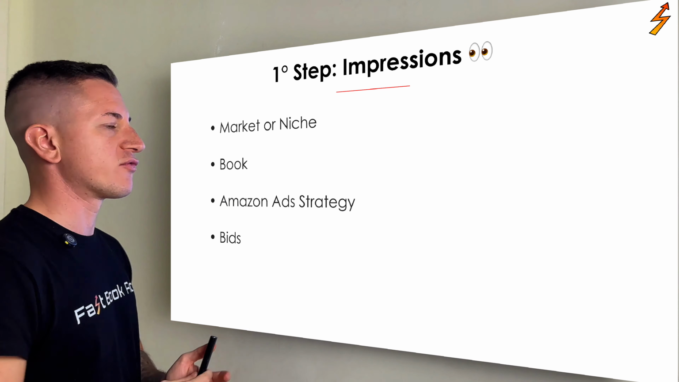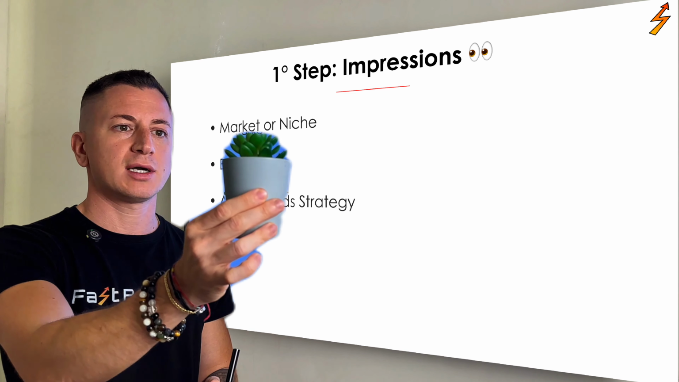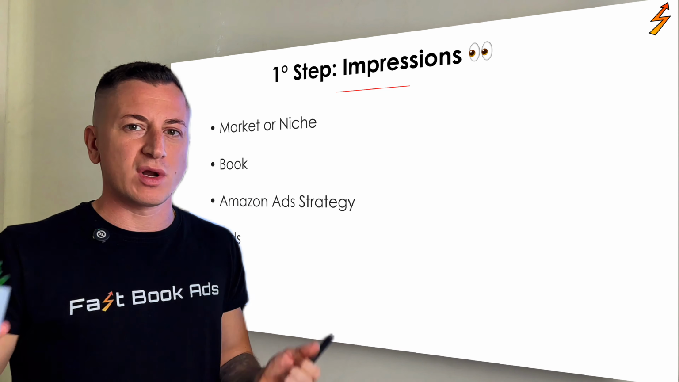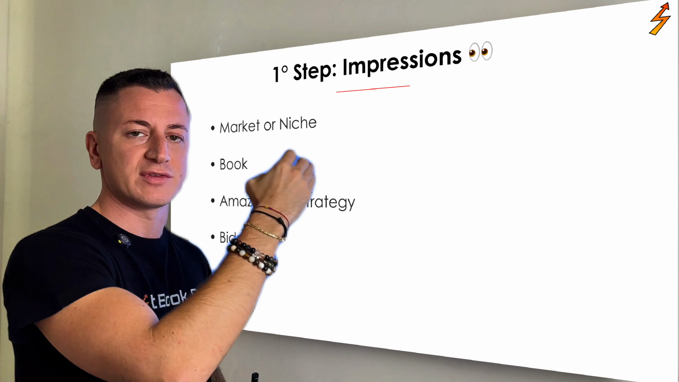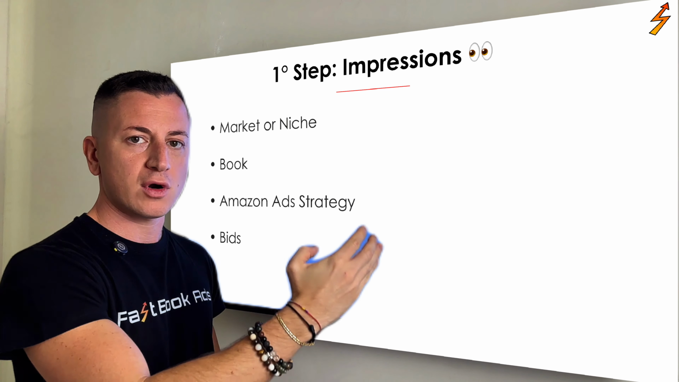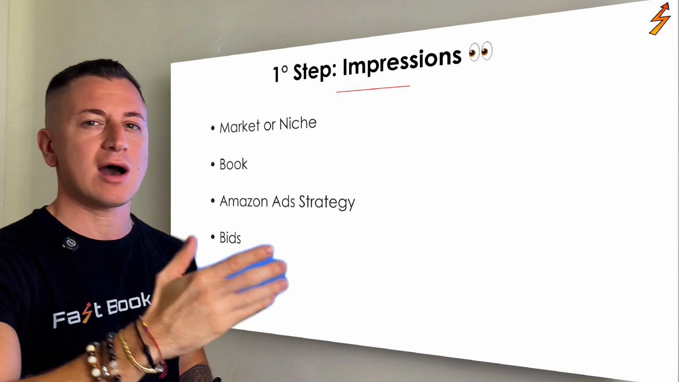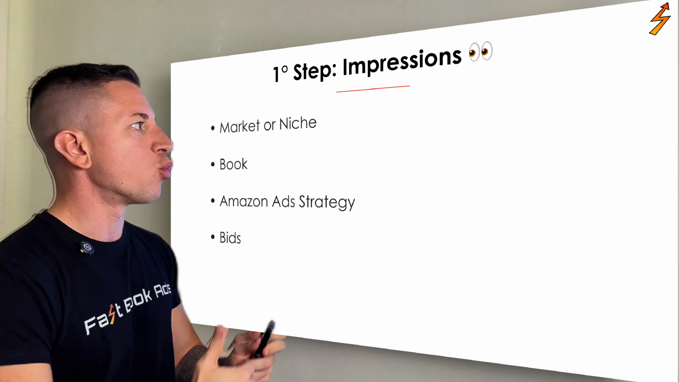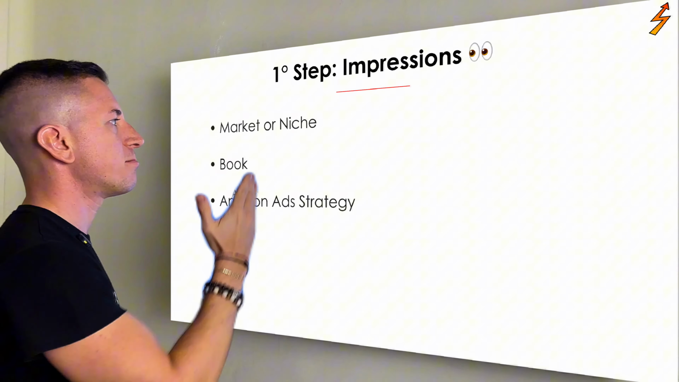So, for example, if we publish a book titled How to Water Fake Plants, no one will buy it. One impression is a person on the other side of the screen looking for our campaign. No one is looking for how to water fake plants. So we can't generate impressions if there is no market.